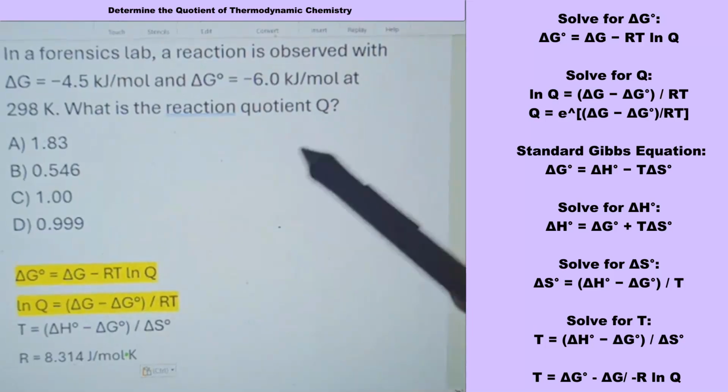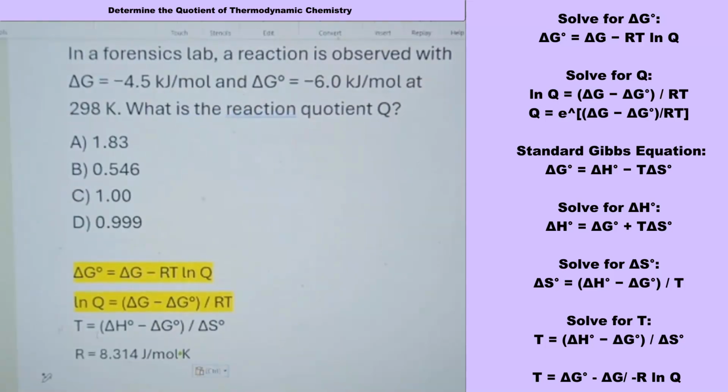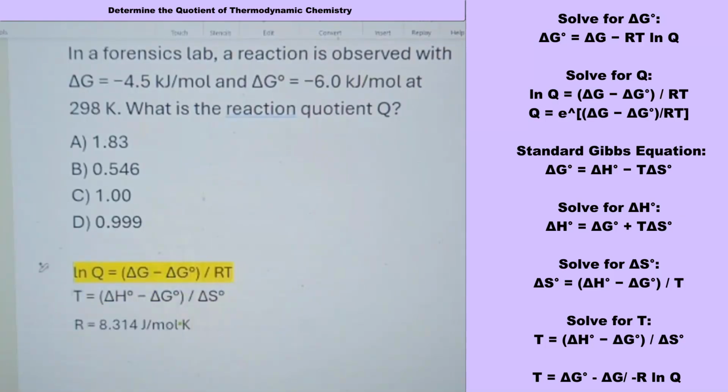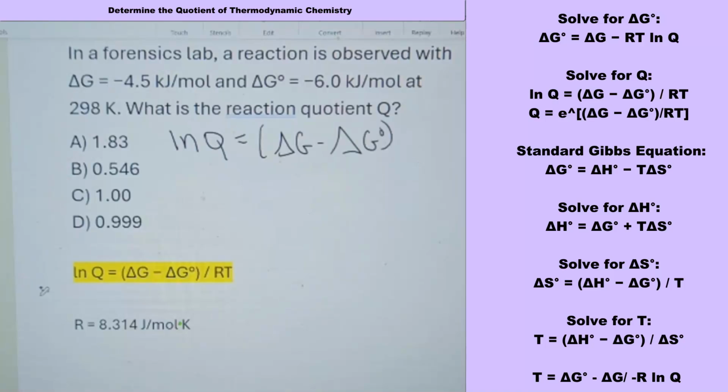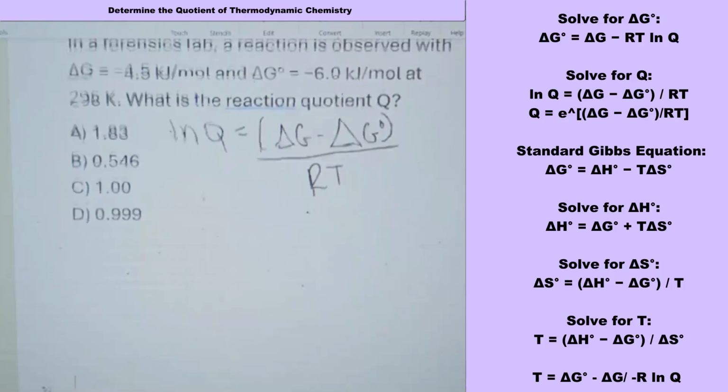So if you look here, you're going to use this formula right here. So I'm just going to go ahead and delete the first one because we don't need that one. And I'm going to delete this one because we surely don't need that one either. Okay. So since you're going to have the natural log of Q, okay, equals your delta G minus your standard delta G divided by R times T, you're going to plug those numbers in right there, okay? So this is the formula that you're going to use, okay?